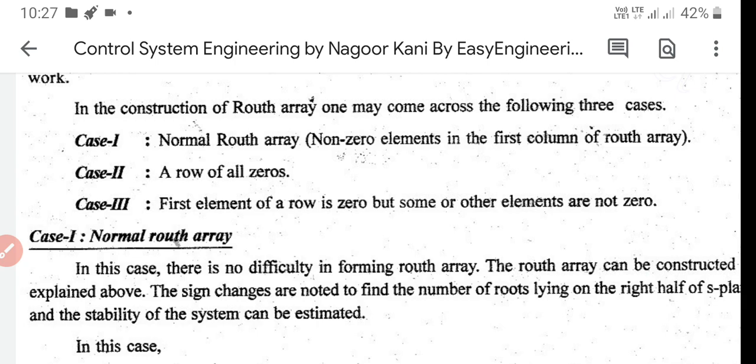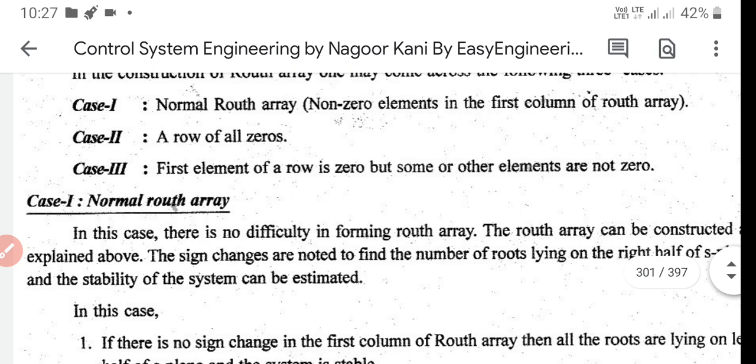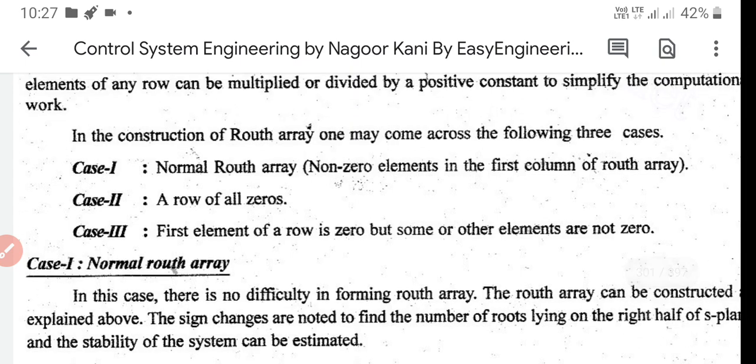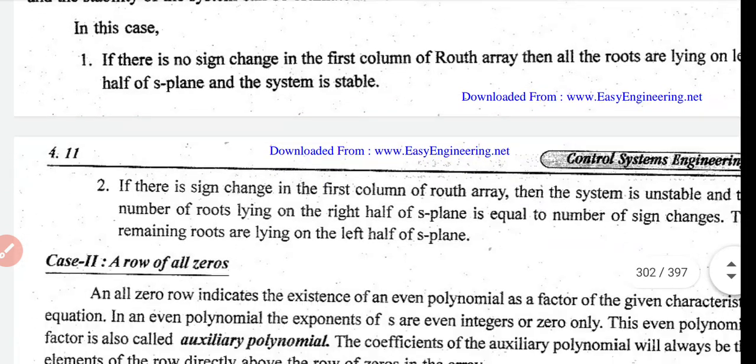Normal row array means nothing but you will have non-zero elements in the first column of the row array. If you have any non-zero elements, then you say that the routh array is a normal routh array. What is the second case? If any one of the rows in the given routh array has all zeros, then it is the second case. And the third case: if the first element of the row is 0, but some of the other elements are not 0, then that is the third case. Okay, so see the first case here.